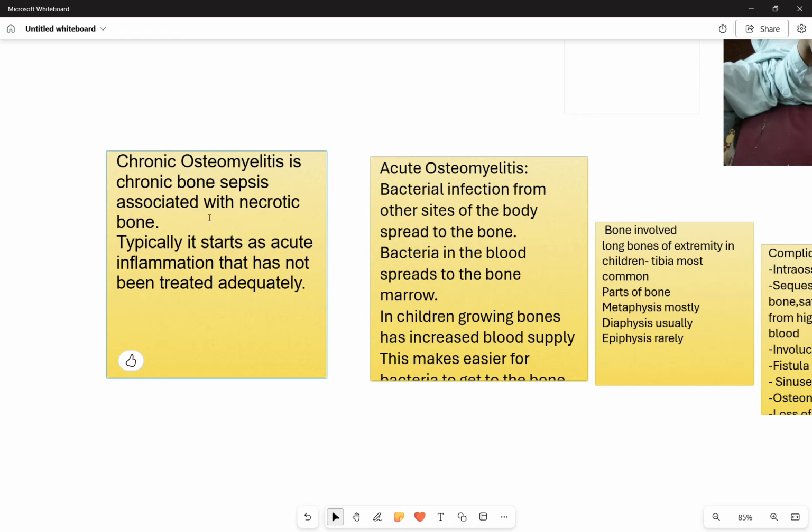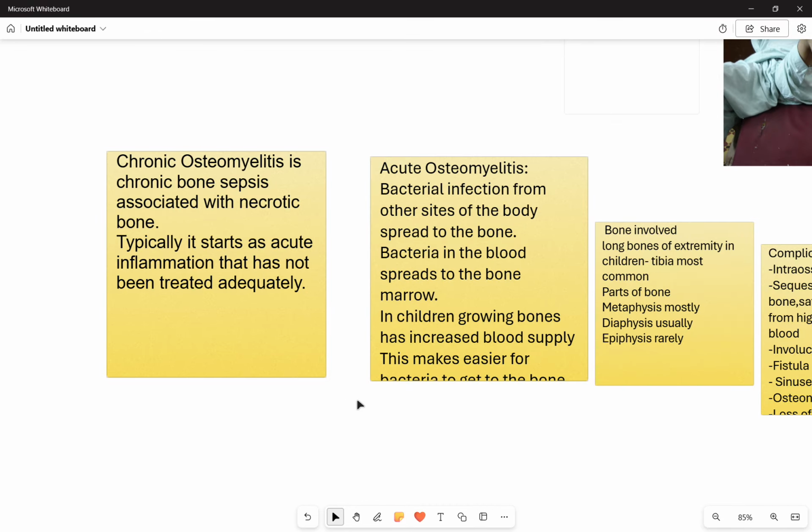Typically it starts as an acute inflammation that has not been treated adequately. So it's important that if there is an acute osteomyelitis, it needs to be treated immediately and adequately. Osteomyelitis is very rare in more developed countries, but it's still common in many other countries where health facilities are not adequately available.